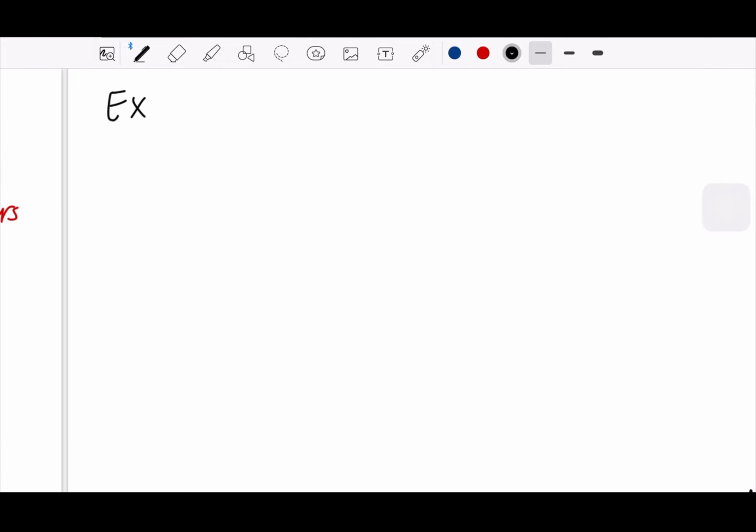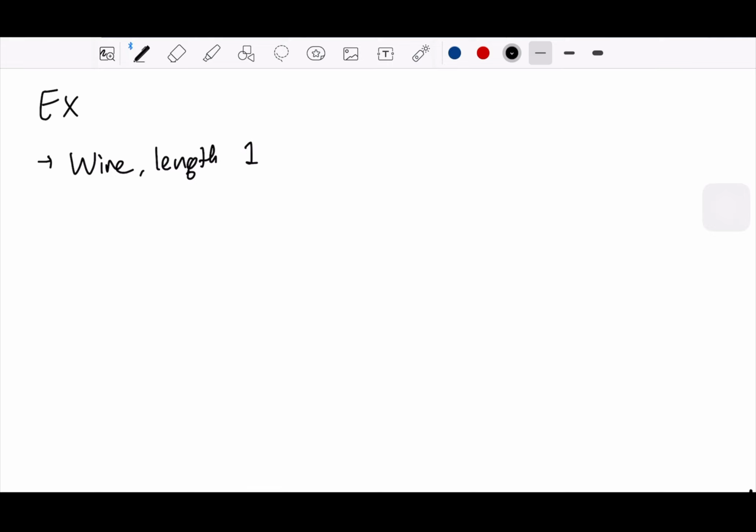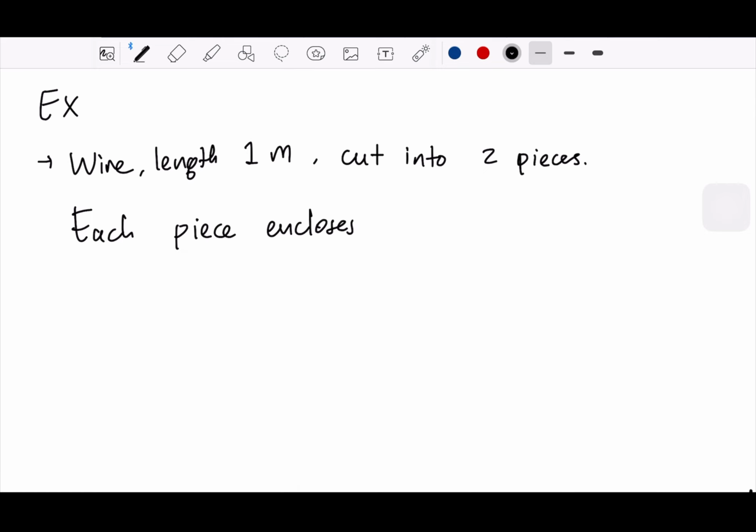Let me give you another example. You have a wire with length 1 meter, cut into 2 pieces. Each piece encloses a square, which means you make a square from those 2 pieces.